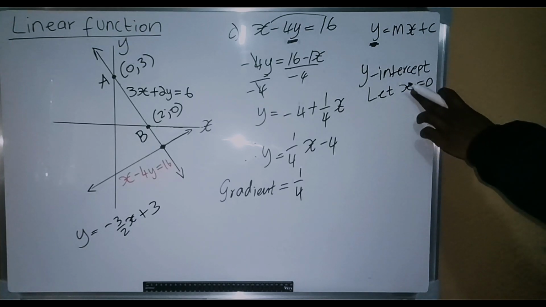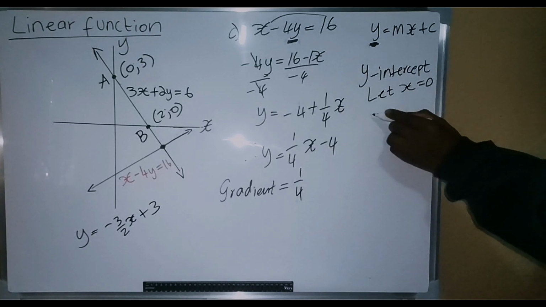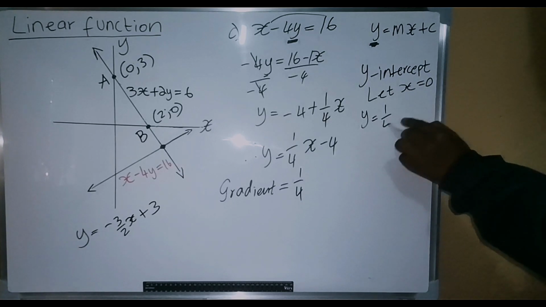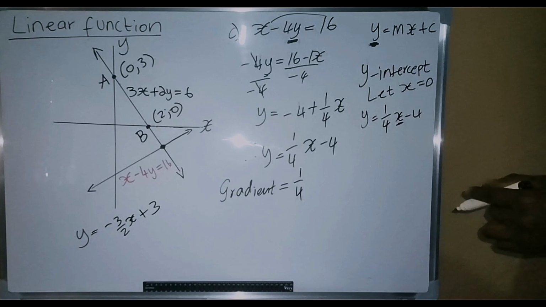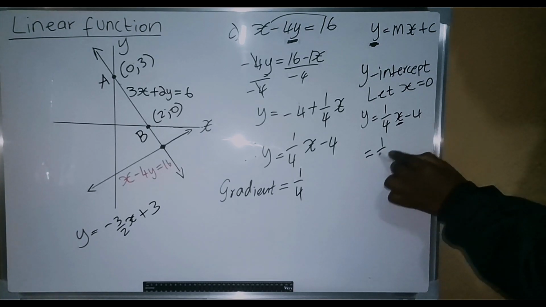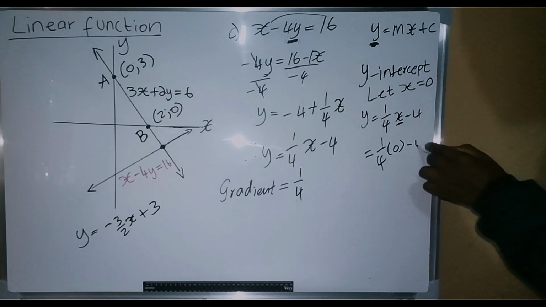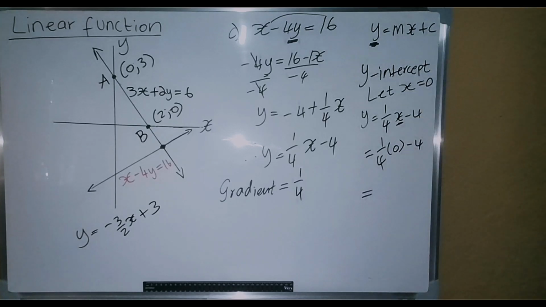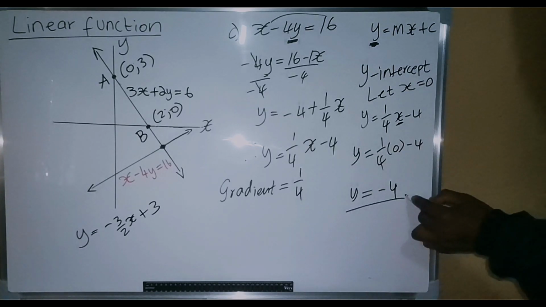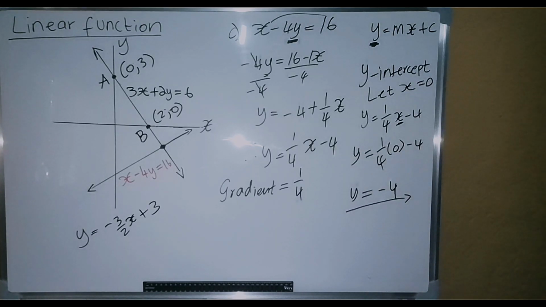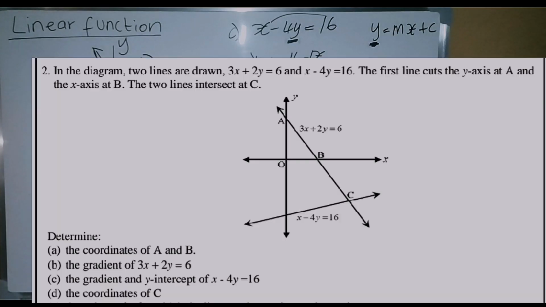Where I see x, I put 0 in the equation y is equal to 1 over 4 x minus 4. So y is 1 over 4 multiplied by 0 minus 4. Just put it on a calculator and you get negative 4. Therefore, our y is negative 4. This is our y-intercept. That's how we find the y-intercept. I hope you guys get it.